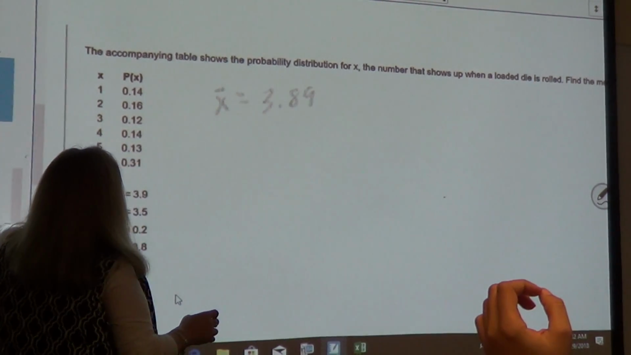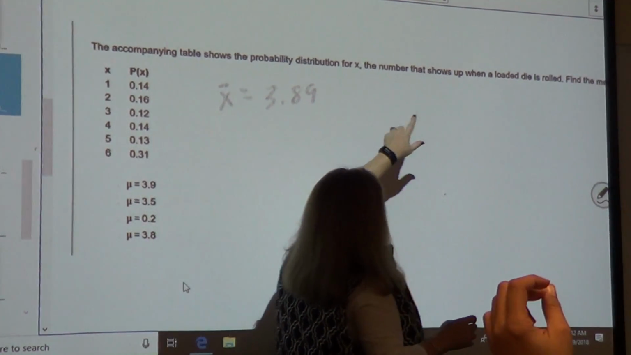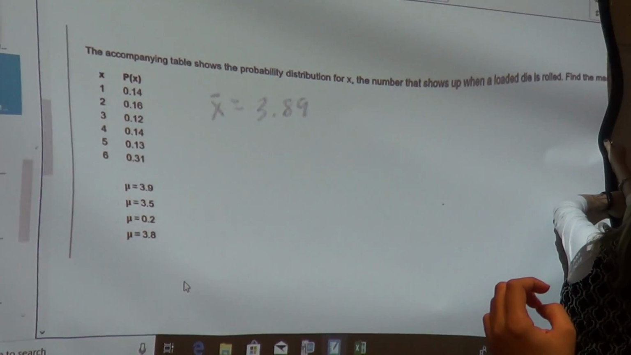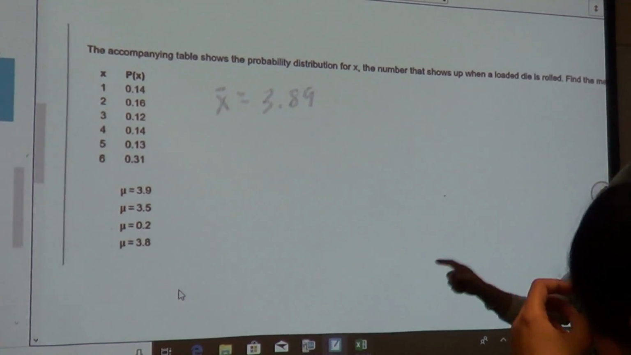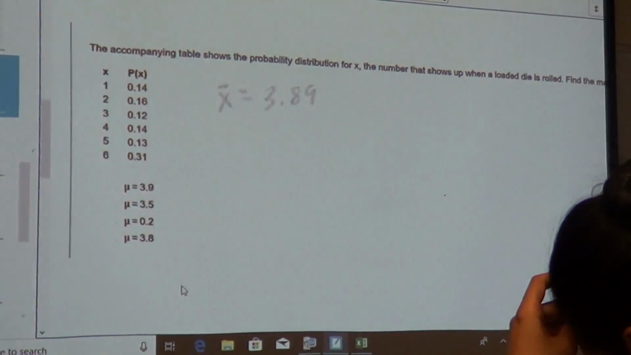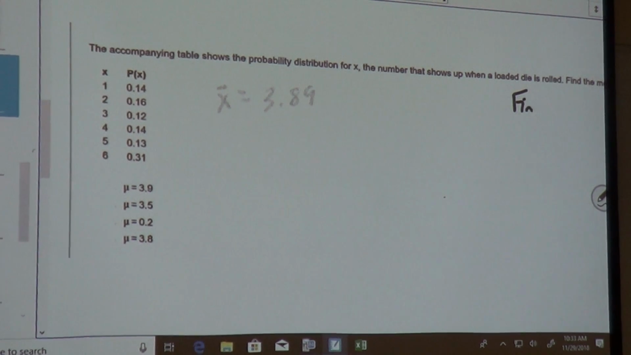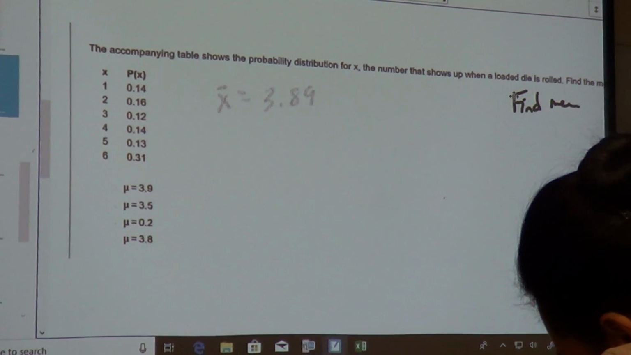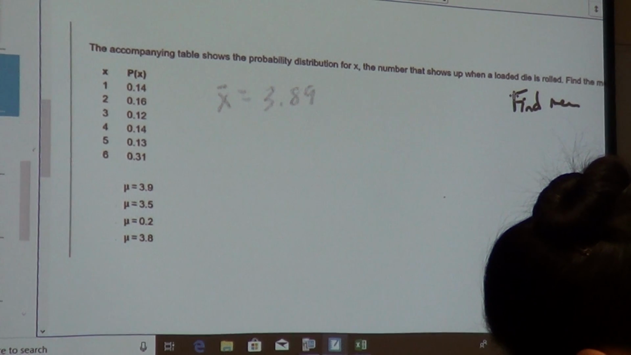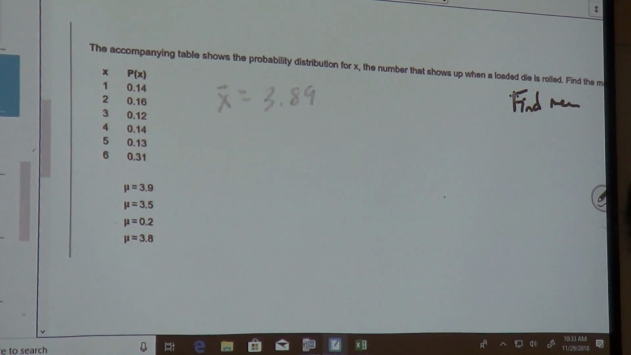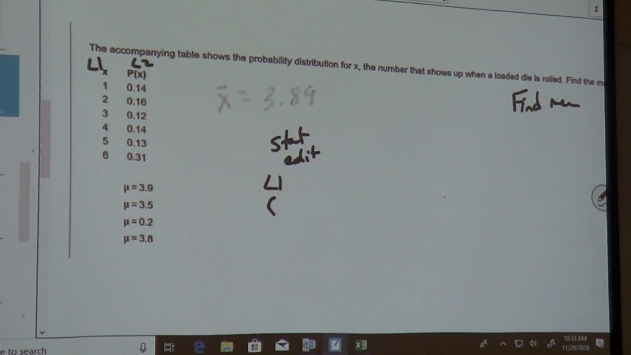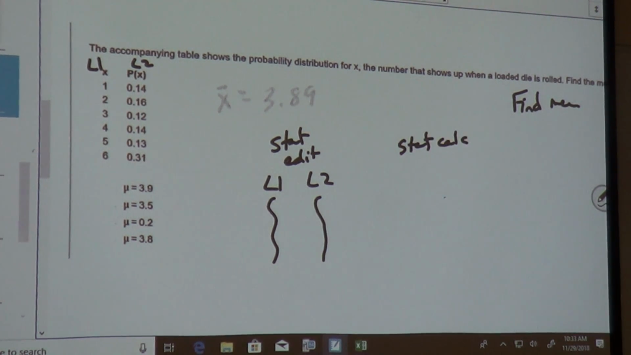Now, you may not remember what that symbol is, but up here it says, find the mean. Find the mean. Okay, so if you're having a blackout moment, you find the mean by doing one of our stats in your calculator. There's two sets of data, so I would do L1, L2. I would do stat edit, my L1, my L2, and then stat calc, one var stats.